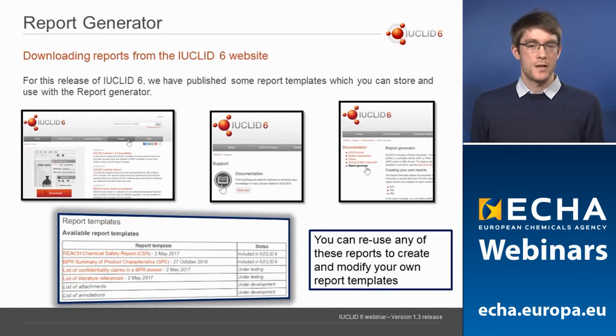So, as I mentioned, on the ECHA 6 website, we have two new reports available to you to download and then use with the new Manage Reports feature of the report generator. As you can see in the slide, there's the ECHA 6 website, and you just have to go to the report generator page and go to the relevant part called report templates and save the templates you wish to use with the report generator. A quick reminder that you can reuse any of these reports to create and modify your own reports.